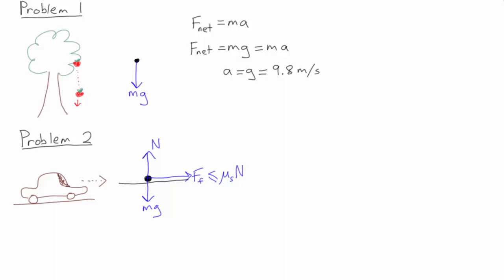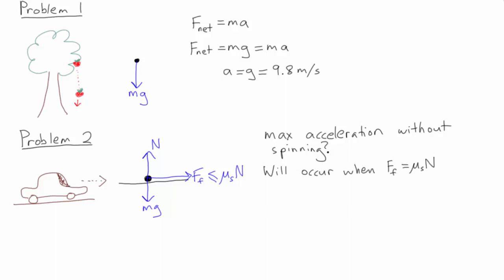Let's calculate the maximum acceleration that's possible without spinning the tires. The maximum acceleration will occur when the frictional force is maximum. Now the largest the frictional force can be is μsn. This problem is more complicated than the last one because we have forces parallel to the road and forces perpendicular to the road. What we need to do is to write separate F equals ma equations in both the x and y directions. In the x direction, the only force acting is friction, and so F net in the x direction is equal to μsn.